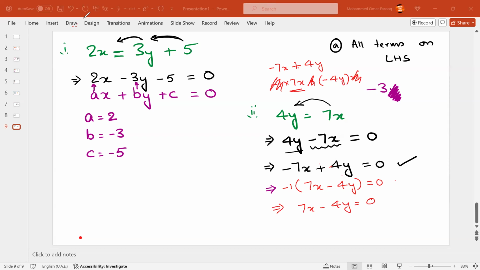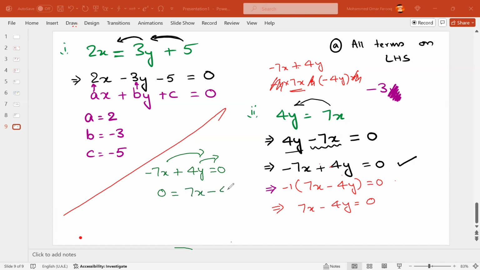Now the second way: you have -7x plus 4y is equal to 0. You take -7x to that side, and 4y also. When I put both of them to the right hand side, it becomes 0 is equal to 7x minus 4y. So simply you can write it as 7x minus 4y is equal to 0. Understood? So both ways you can write. This is also right, this is also right, and this is also right.